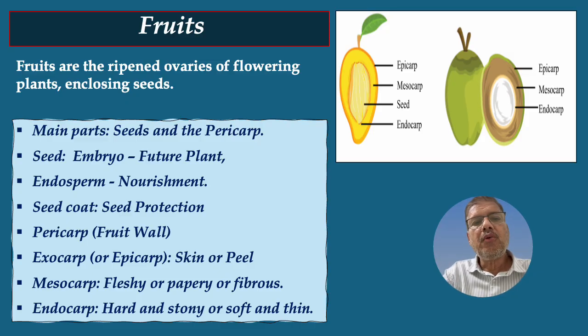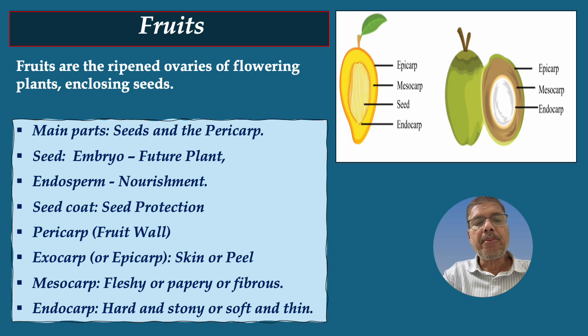Fruits are the ripened ovaries of the flowering plants enclosing the seeds. A fruit consists of two main parts, that is, seeds and pericarp. The seed contains the embryo, which is the developing plant, and the endosperm, which provides nourishment. The seed coat protects the seed. The pericarp is the entire fruit wall which develops from the ovary wall of the flower after fertilization. It is the part of the fruit that surrounds and protects the seed or the seeds.